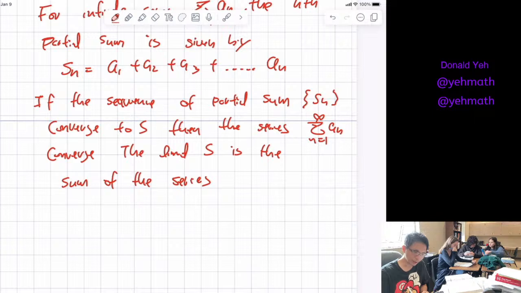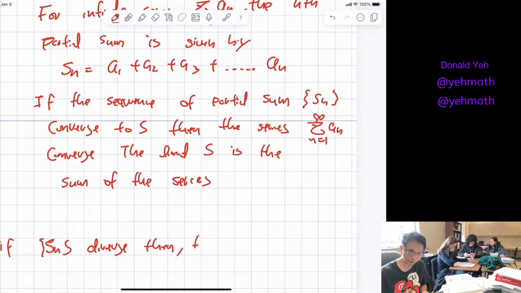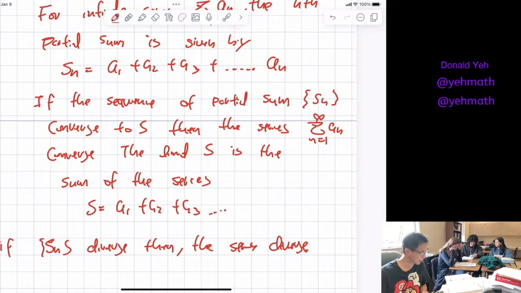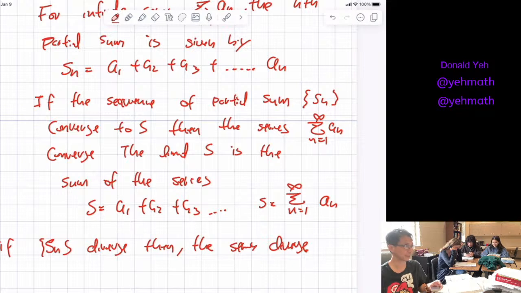Now, sometimes S_n diverges, which does not conclude into a value, then the series diverges. So it could be S equal to a1 plus a2 plus a3 dot dot dot, S equal to summation of n equal to 1 to infinity of a_n. So you can have divergence of the series. Majority of series, I mean, it depends on what kind of series it is.